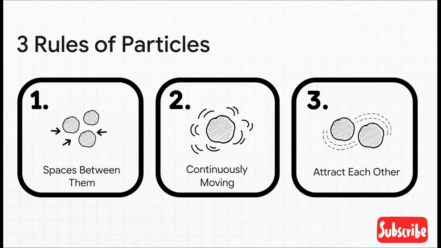So that little salt experiment just showed us rule number one about particles. There's space between them. But there are two other rules that are just as crucial. Rule 2, they are always, and I mean always, moving. And rule 3, they attract each other like tiny magnets. You get these 3 rules down, and you've basically got the key to understanding how all matter works.